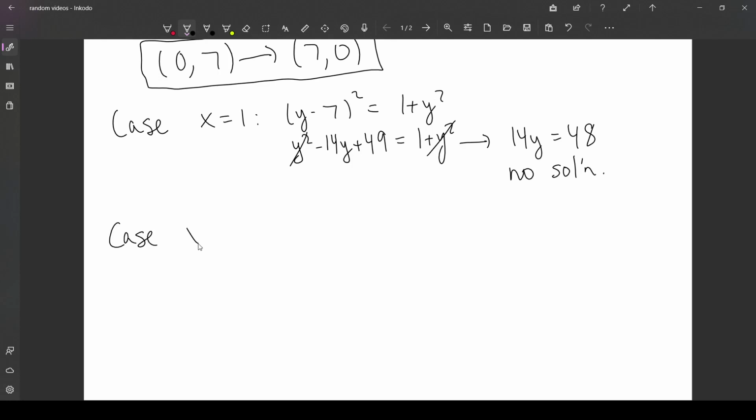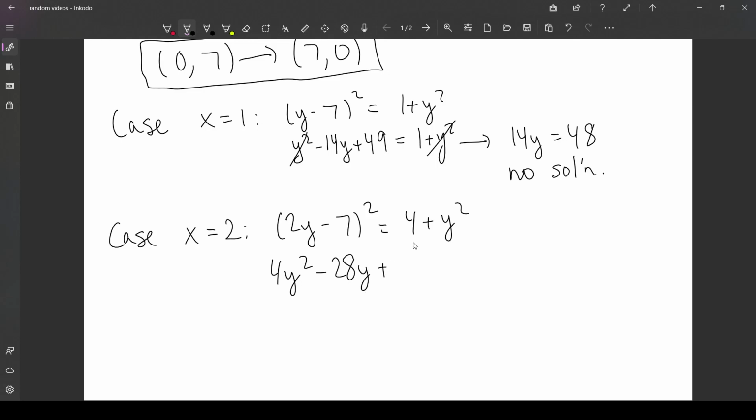Our last case for what x is equal to exactly is going to be x equal to 2. Again, we stick this into the equation, expand, and group everything up. And so what you get is this equation.